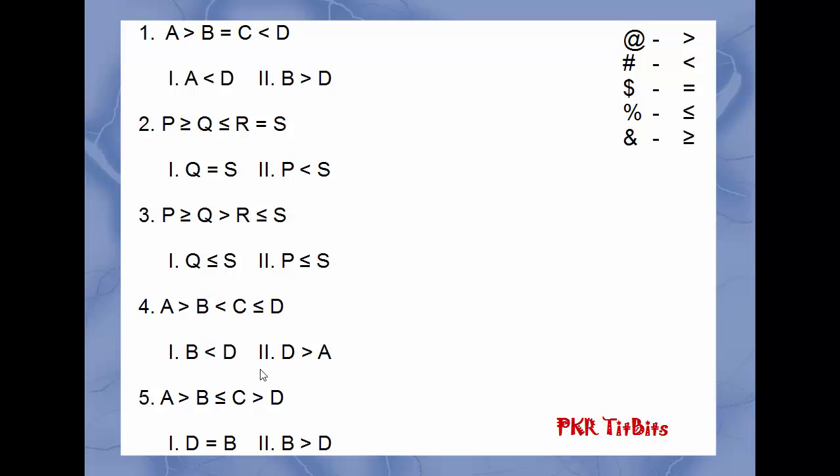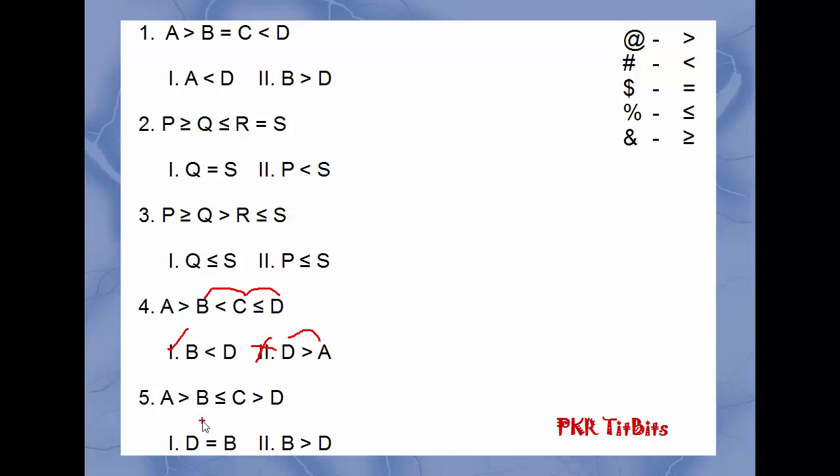Coming to option 2, D greater than A. We have to start from D and end at A. D to C, C to B, and we cannot go to A because this is a closing side. So this is a wrong option, this is the right option. So conclusion 1 follows.